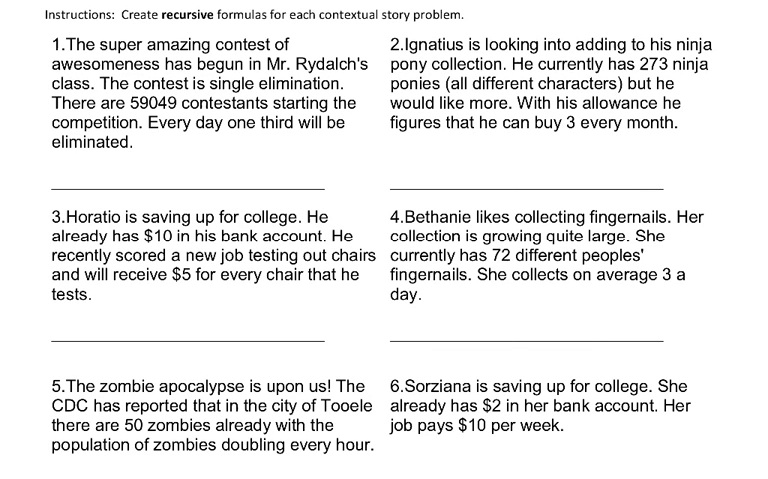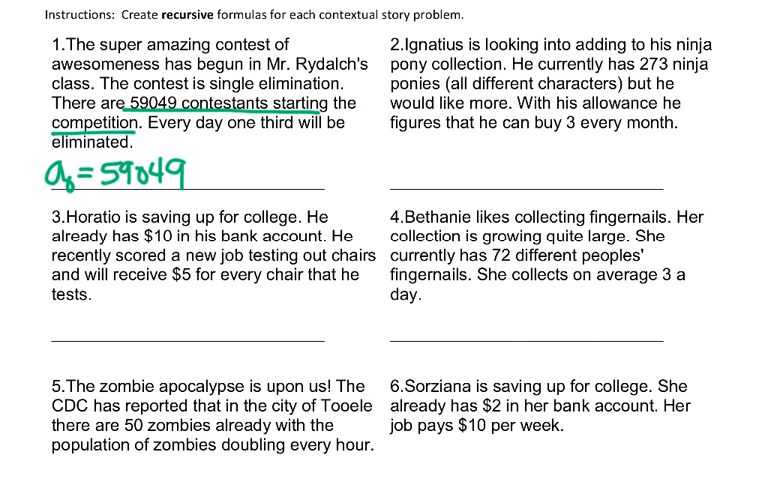The first one: the super amazing contest of awesomeness has begun in Mr. Reidels's class. The contest is single elimination. There are 59,049 contestants starting the competition. Every day 1/3 will be eliminated. Again, where does it start, how does it grow? Reading this one, we should notice that there are this many contestants starting the competition. So I can go a sub 0 equals 59,049, because that's my starting number, and in a recursive I need that.